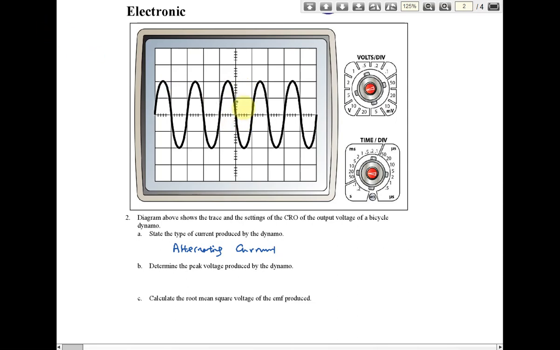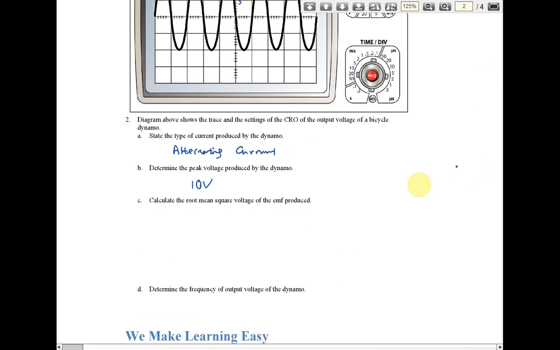So each division is 5, okay, so 0, 5, 10, because the Y gain is set to 5, so then it's 10 volt. Then the next question is related to B.